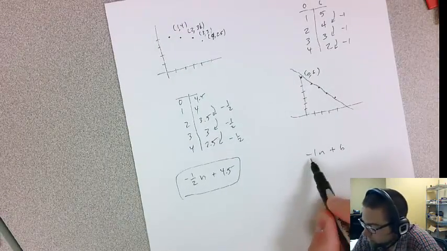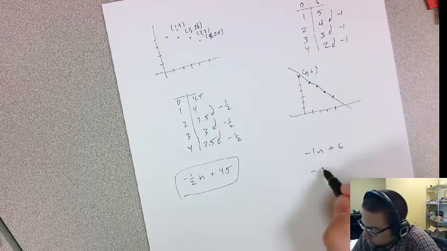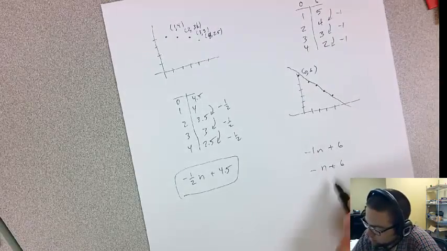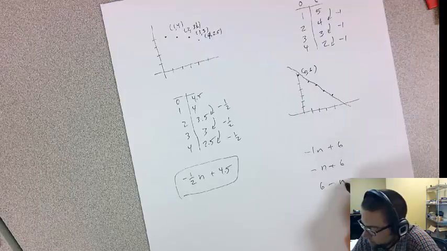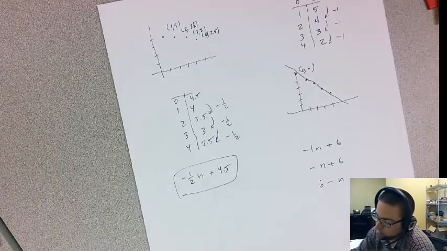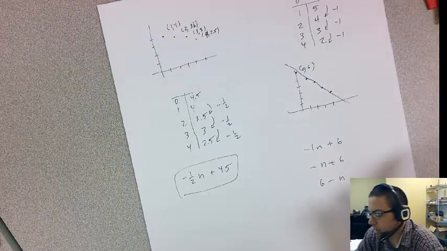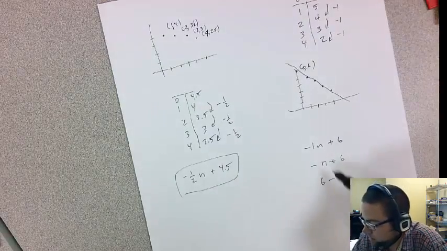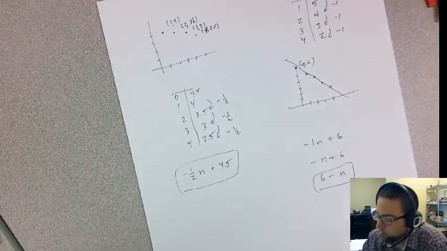You probably won't see this as negative 1 times n. You'd probably just see it as negative n plus 6. Or you could even switch the order and say it's 6 minus n. You can see all of these different forms. They are all equivalent. So I'll just say that's my example.